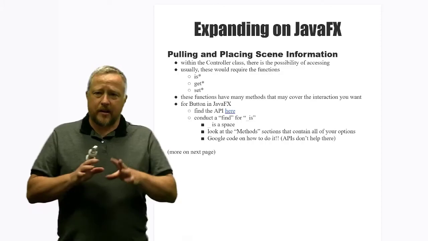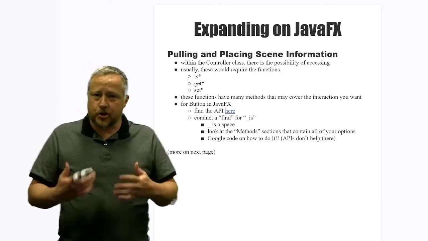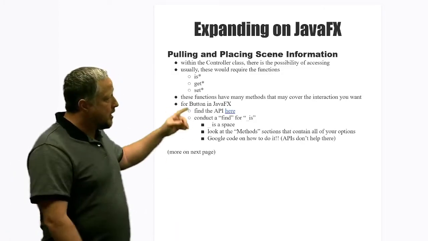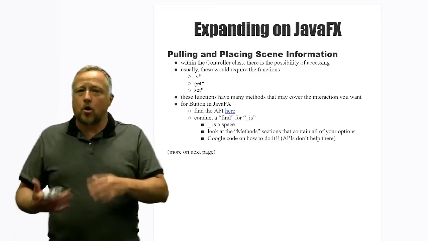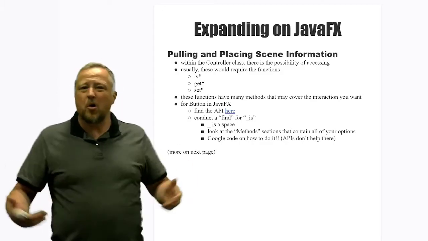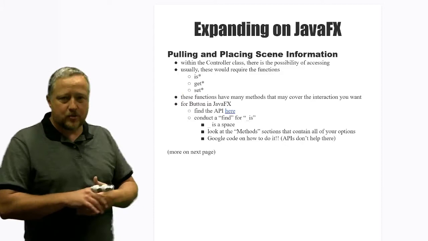Now, there's a breakdown of three different distinct functions that I want you to look for when it comes to each GUI component and what options you do have from the controller. And that's the is, get, and set. These are all functions that are going to start off with those different words: is, set, and get. I bet you know what set and get is going to be, but is, well, we'll go over that here in a second.